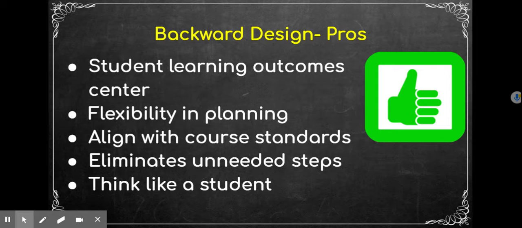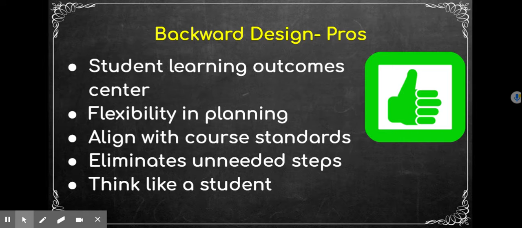Since there's only 3 steps, you're able to go back and forth between the 3. It's easy to align with any course standards or state standards because you already know what goals you want to achieve. In this model, it wants you to think like a student. So think about how you would get to that end result. Less time planning and more time instructing. In this model, you're able to not spend as much time planning and just really be the teacher. Students will build the skills and knowledge needed to accomplish their learning goals.